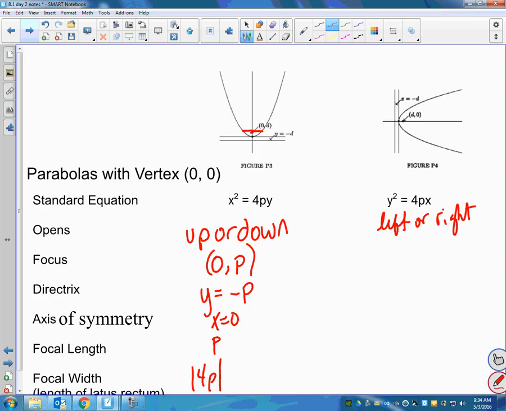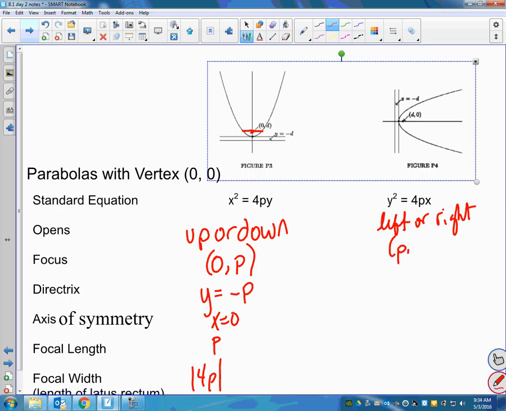All right. So on this one, the focus is now going to be the other direction, right? So now it's going to be moved horizontally p units. So that's going to be the point (p, 0), not (0, p). The directrix is behind it. So now the directrix is a vertical line, and it's x equals negative p. So it's all about knowing which way you're going. Is it left and right? Is it up or down?